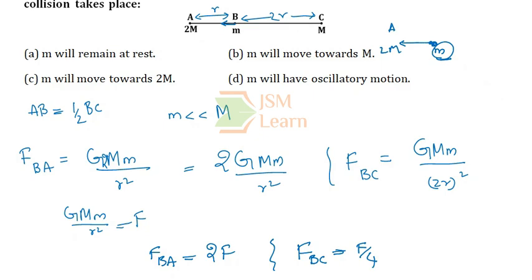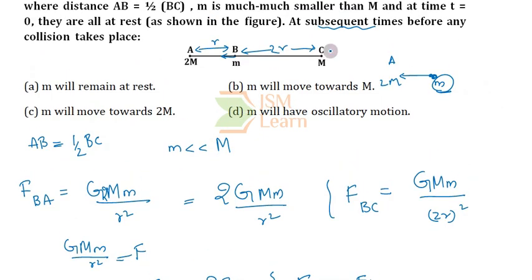Now they are asking us what happens before collision takes place. Before collision, this mass m is moving towards the mass 2m. So option C is clearly defined. Our option C is true.